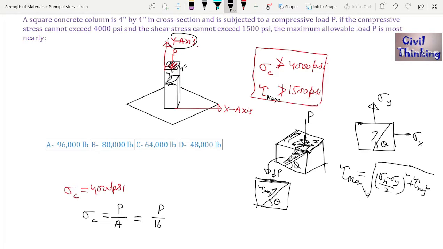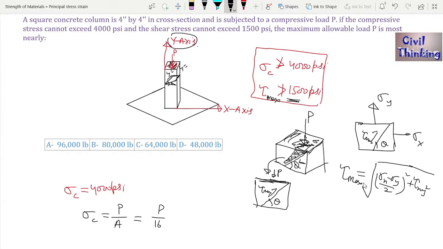Why am I writing this? Because I know at this plane there will be no shear stress, so how am I going to satisfy this? Of course, this is a column. Even if this is a principal plane, so what, there will be some plane anywhere. Of course there are multiple planes. We call them oblique planes because they are inclined by angle theta to the horizontal, where there is a maximum stress. This is tau max, and it is given by tau max equal to the square root of sigma x minus sigma y by 2, squared, plus tau xy squared. This stress should not exceed 1500.